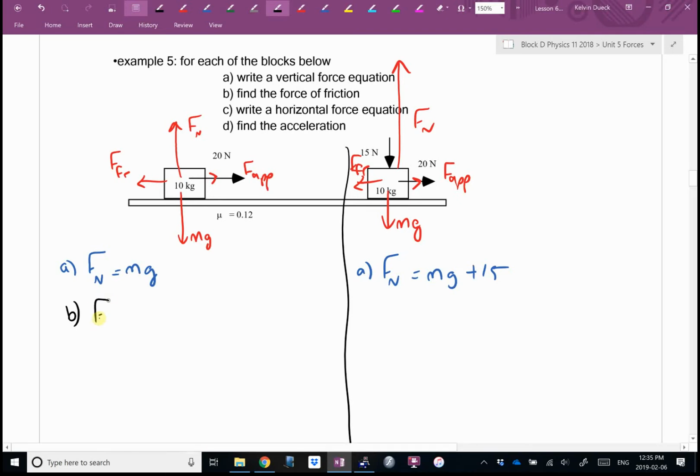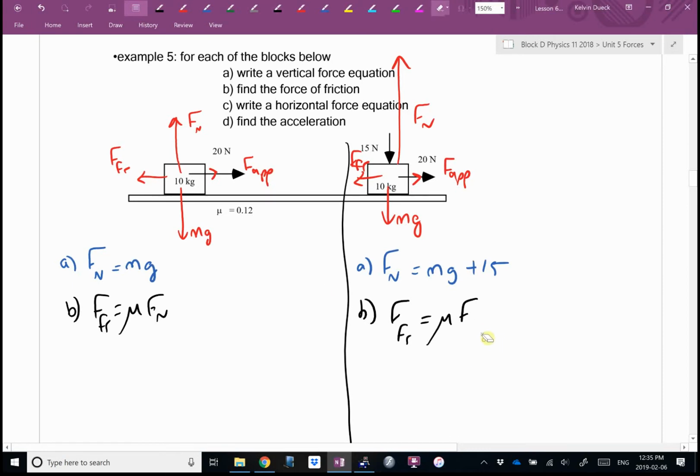So for both of these, it's going to be mu times the normal force. And in both of these, Kenley, I would say, I don't know the normal force. Oh, but look. In the first one, I know another force exactly the same size as the normal force, and it comes out of the vertical force equation that Adam gave me. What can I replace the normal force with, Kenley? Yes. So I can say this.